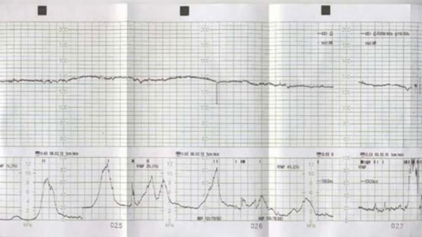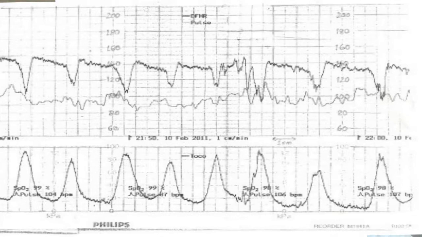This is reduced variability, and the duration of the reduced variability will determine if it's a non-reassuring or abnormal finding in the CTG. There is no deceleration, no accelerations. So this CTG may be a non-reassuring or abnormal finding according to the duration of the reduced variability. The fourth trace, I will give you 10 seconds.